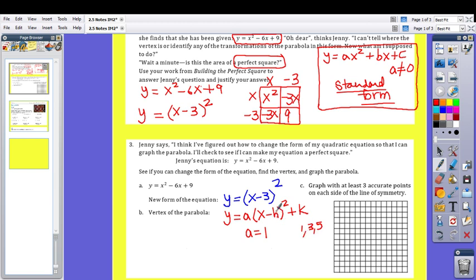And this h is 3 in this one, so the vertex will be 3. And there is no k in this one, that means it's 0. So the vertex is (3, 0). Now when you graph it, you will see it is moving. So first let's figure out the axes.